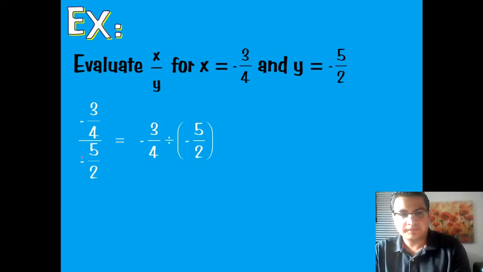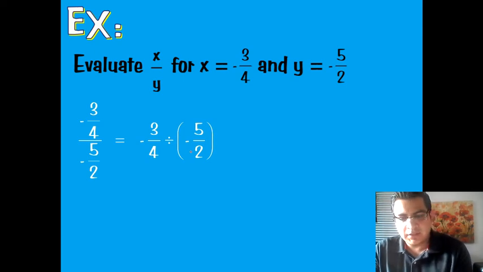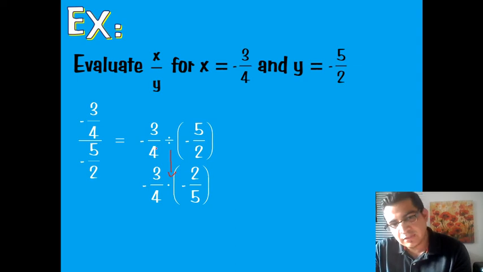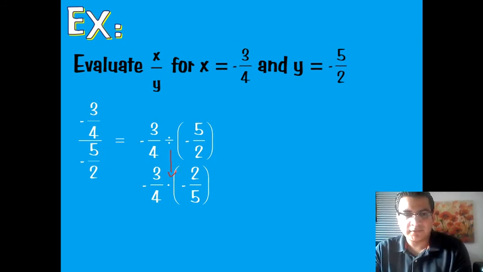2 over 5. So see right here, I have written it in this form, just a over b divided by c over d. Then I'm going to just change this to multiplication. Notice that the first fraction stays. What changes is the second one, and it's the reciprocal. You just flip it over. Pause the video. This was a hard concept.